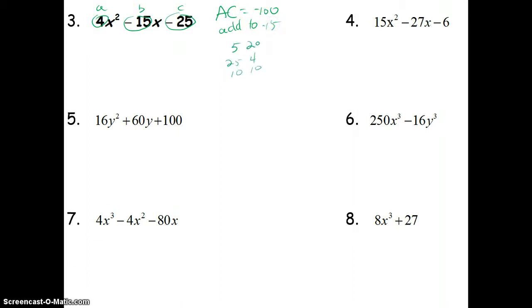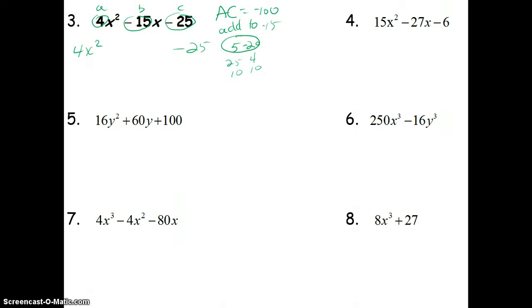I listed a few combinations that multiply to 100. Remember, if it multiplies to -100, one has to be negative and one has to be positive. If we're looking for two numbers that add to -15, the only option is to have -20 and +5.